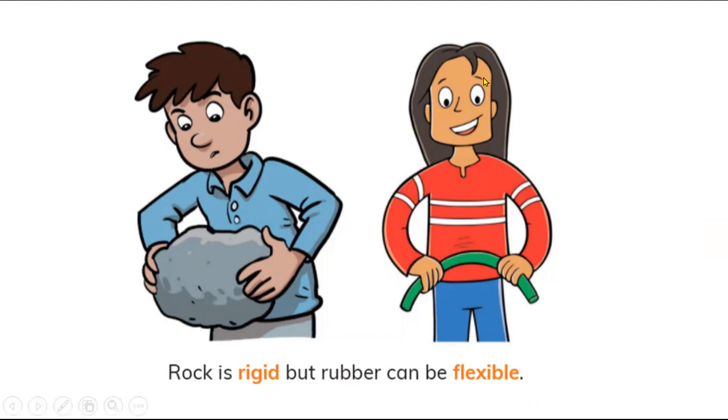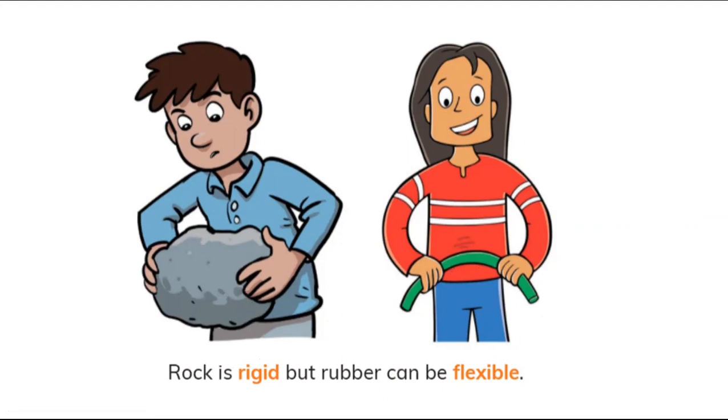Let's look at this girl. Can you see her? She's holding the rubber. Can you see her hand? She's holding the rubber. So the rubber can be flexible. Okay, flexible means it's soft. When you stretch the rubber, it gets longer. So what is strong and rigid? The rock. Okay, and the rubber is flexible.